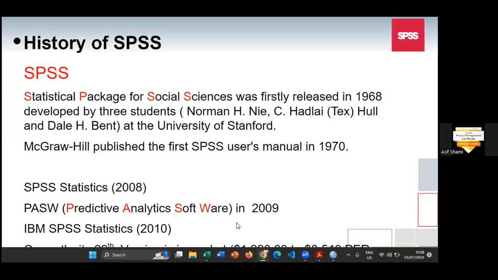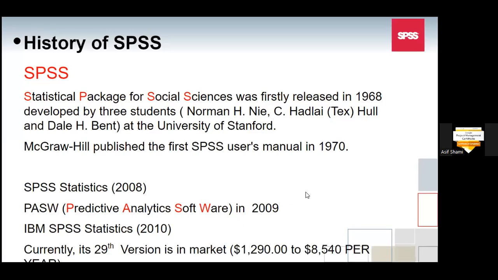In 2010, and its 29th version is available in the market, starting from $1,290 per year to $8,540 per year. Different versions are available, which means the price depends on the modules you are asking for, for your convenience.